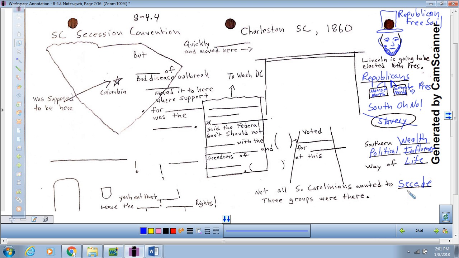So naturally, not everybody was for the South seceding. Because they knew that if the South pretty much divorces itself from the United States, that it's most likely going to lead to what? War and death. And 4/5 of people don't even own slaves.